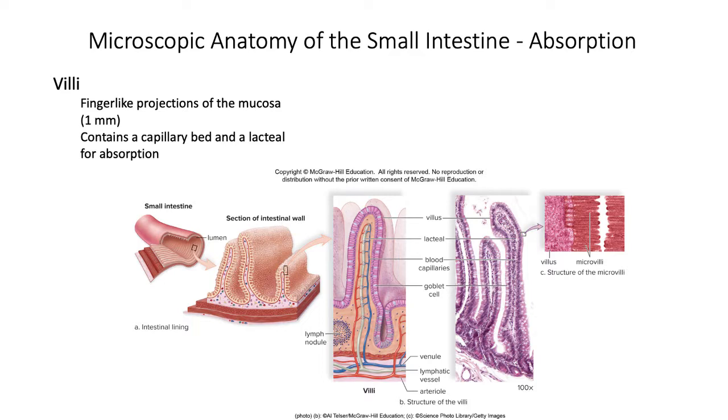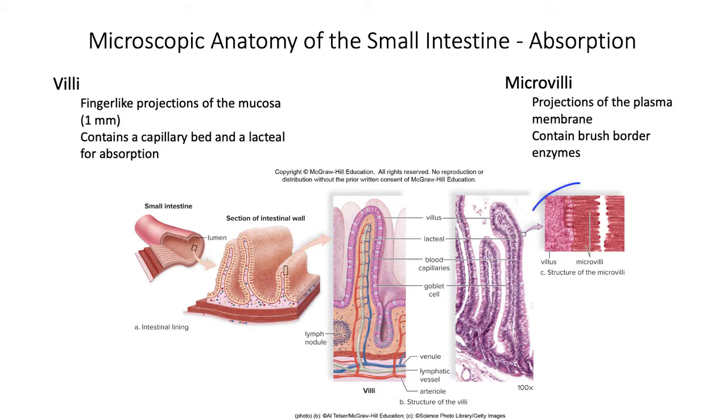The mucosa forms folds called villi. These villi are about 1 millimeter long, and each villus contains a capillary bed and a lacteal. Nutrients are absorbed through and around the cells of the villi into the capillaries and lacteals. Each cell of the villi also contains microvilli, little extensions of the plasma membrane where digestive enzymes are secreted.